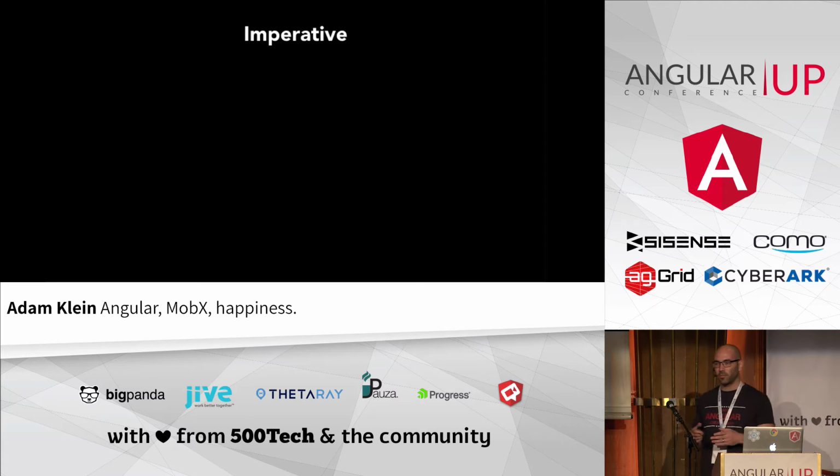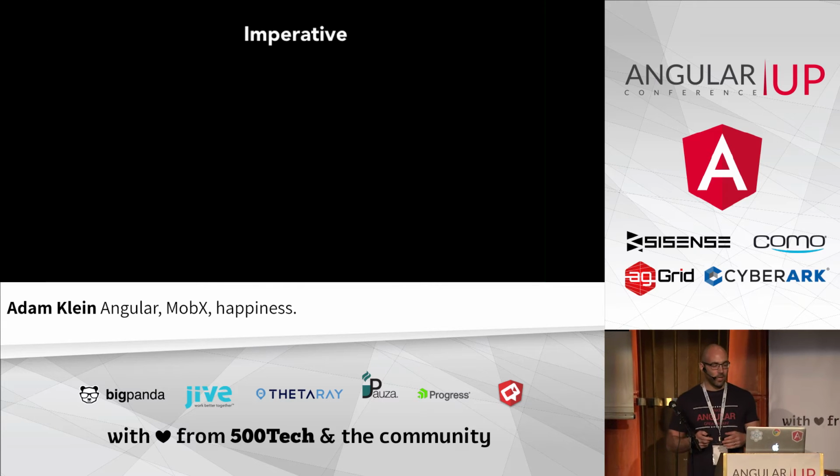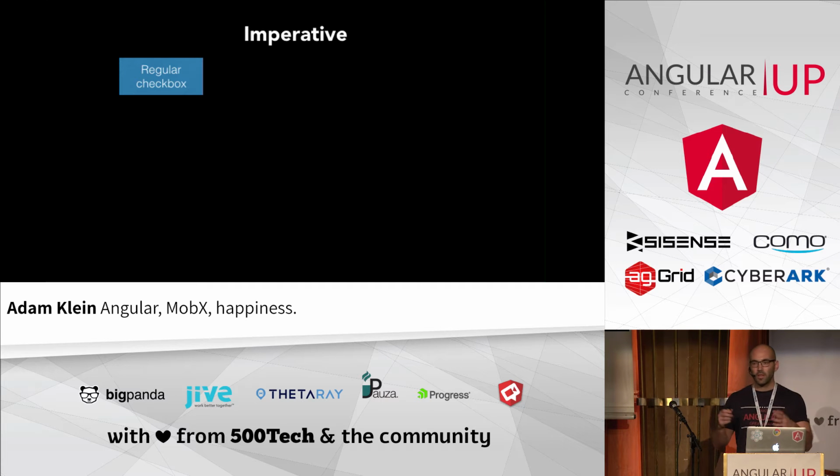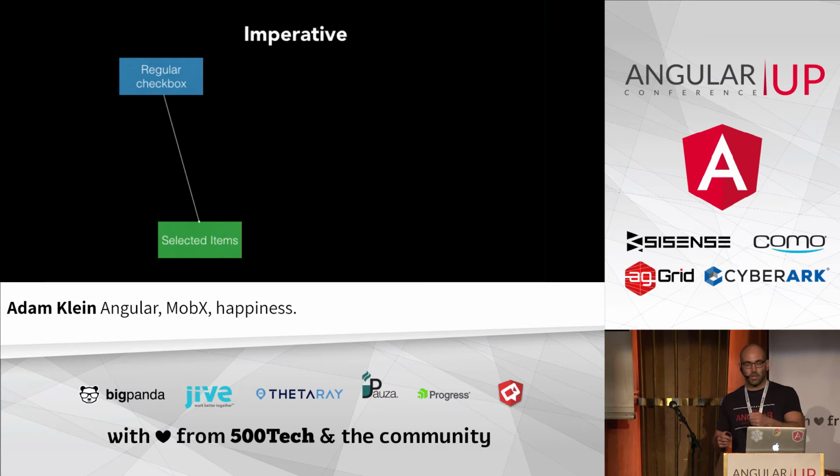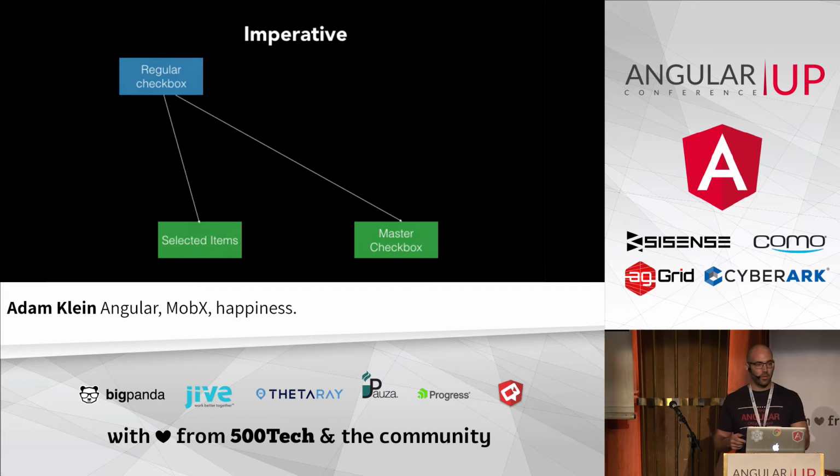Okay, so the first approach, which is a straightforward approach, is the imperative way. Imperative means everything that happens, we write code that makes sure everything else gets updated. So if the user checks, for example, a regular checkbox, then we need to write code that updates the list of selected items and that recalculates the value of the master checkbox to reflect the new state.